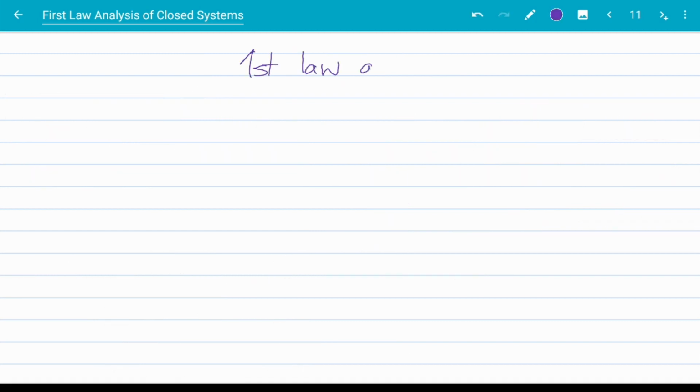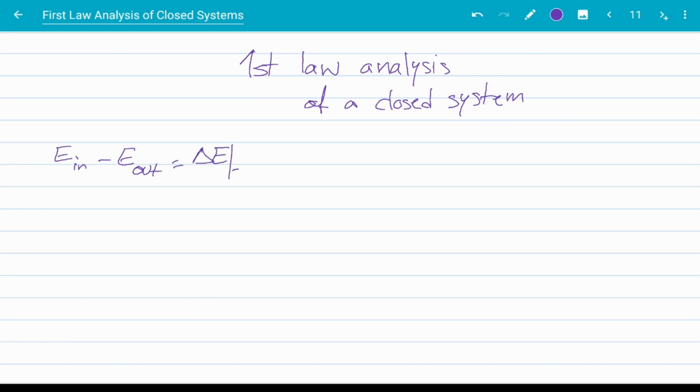All right, we can start to talk about the first law analysis of a closed system. The general equation for the first law analysis of a closed system, we know it from before, is that all the energy coming in minus all the energy going out is equal to the change of energy of the system. And the unit will be kilojoules. We have a per unit mass form of this equation, which says small letter e coming in minus small letter e going out is equal to change of small letter e of the system. And the unit will be kilojoules per kilogram.